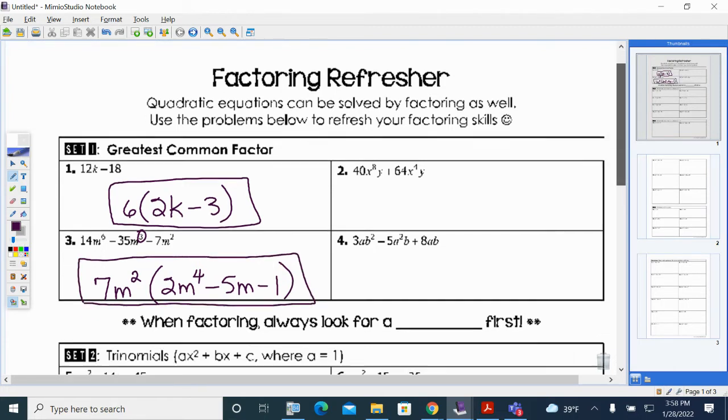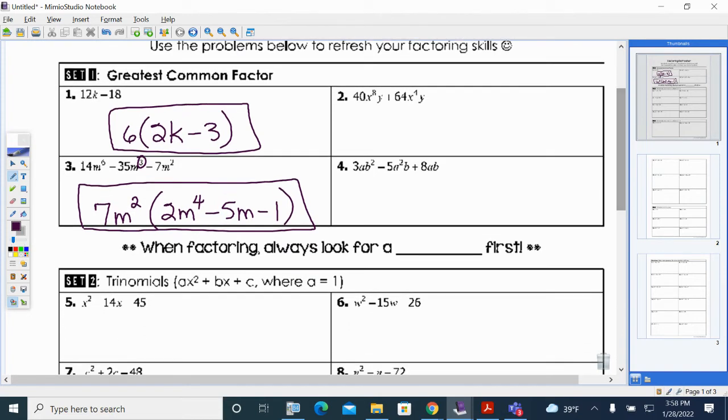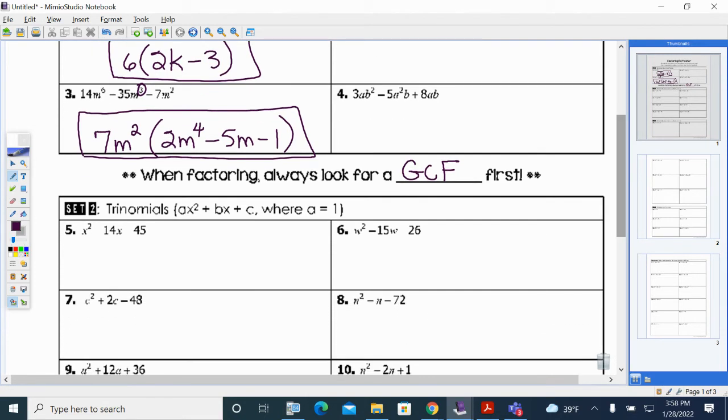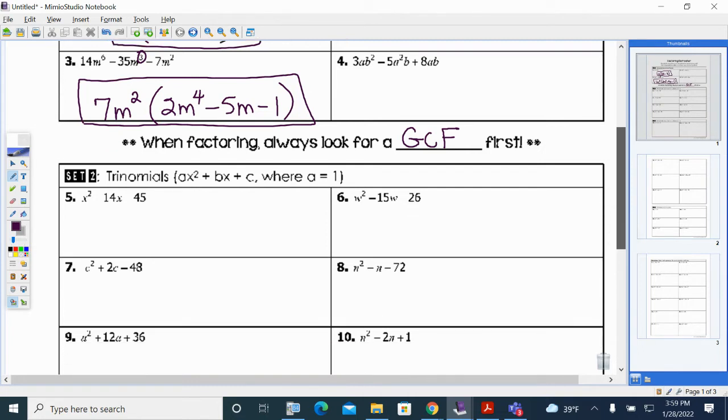When we are factoring, you always have to look for a GCF first. Make sure that you are always looking for that GCF first. So let's look at set number 2. Set number 2 is factoring trinomials, ax squared plus bx plus c, where the a is equal to 1. So the leading coefficient on your trinomial, on your quadratic, is a 1.